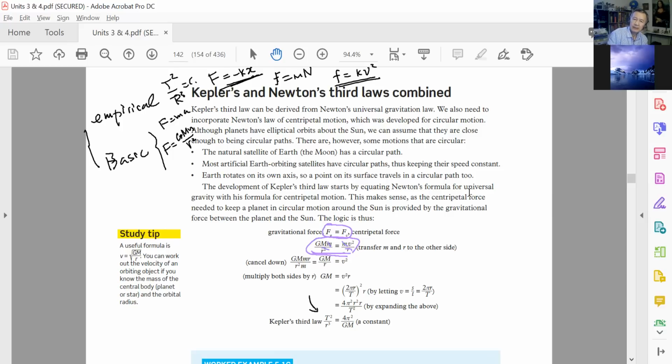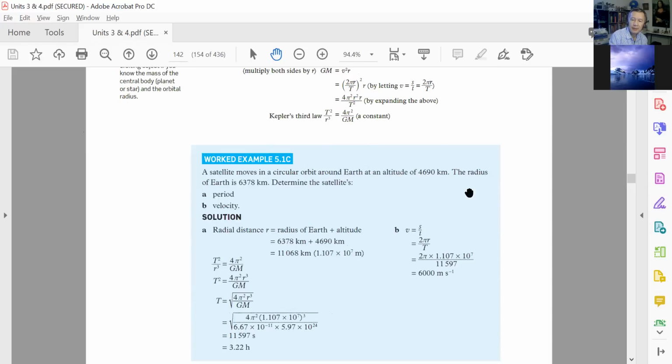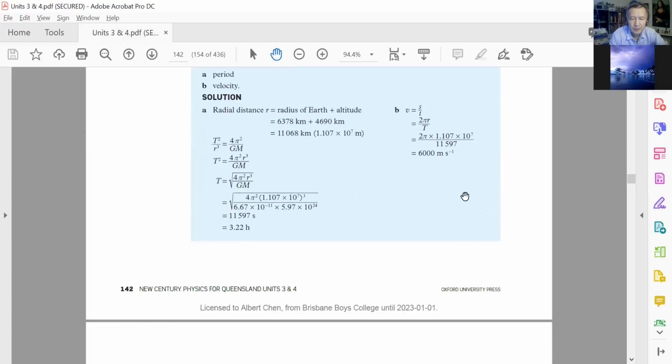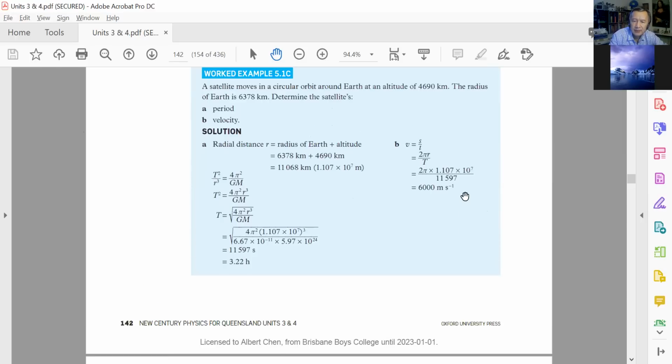Okay, any other question? That is how to determine the period, right? You still apply this law here. In this case, that's right.